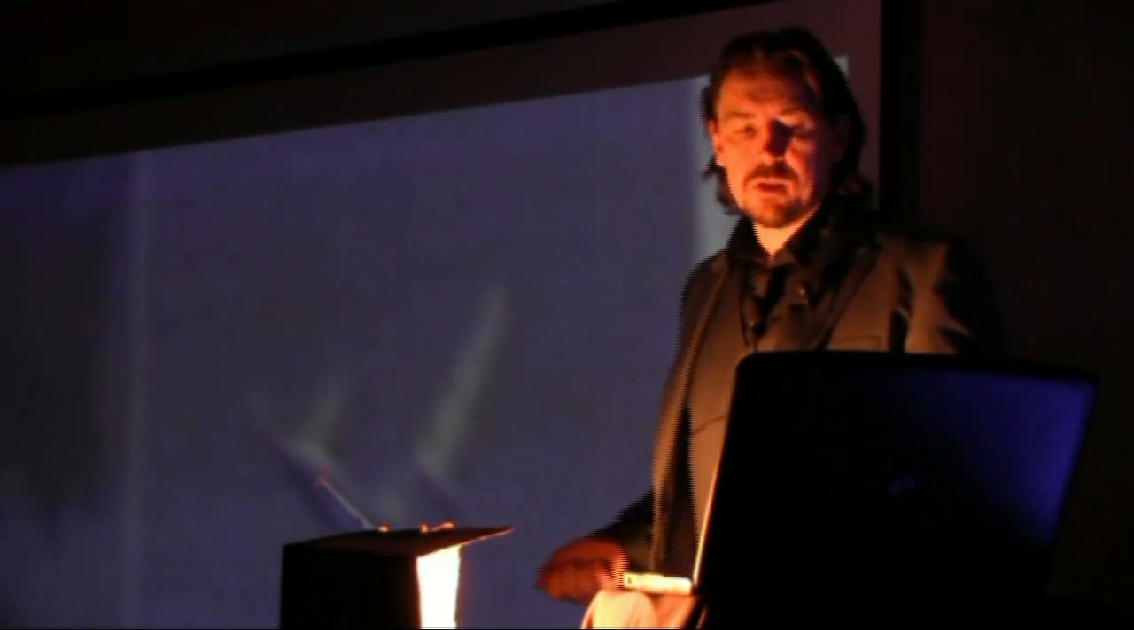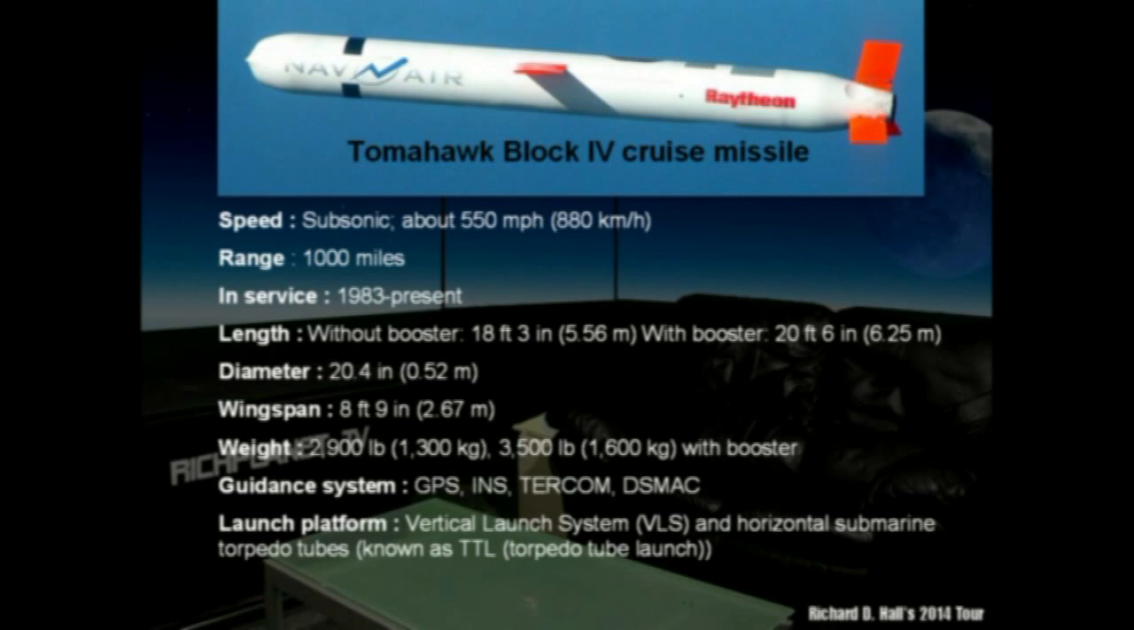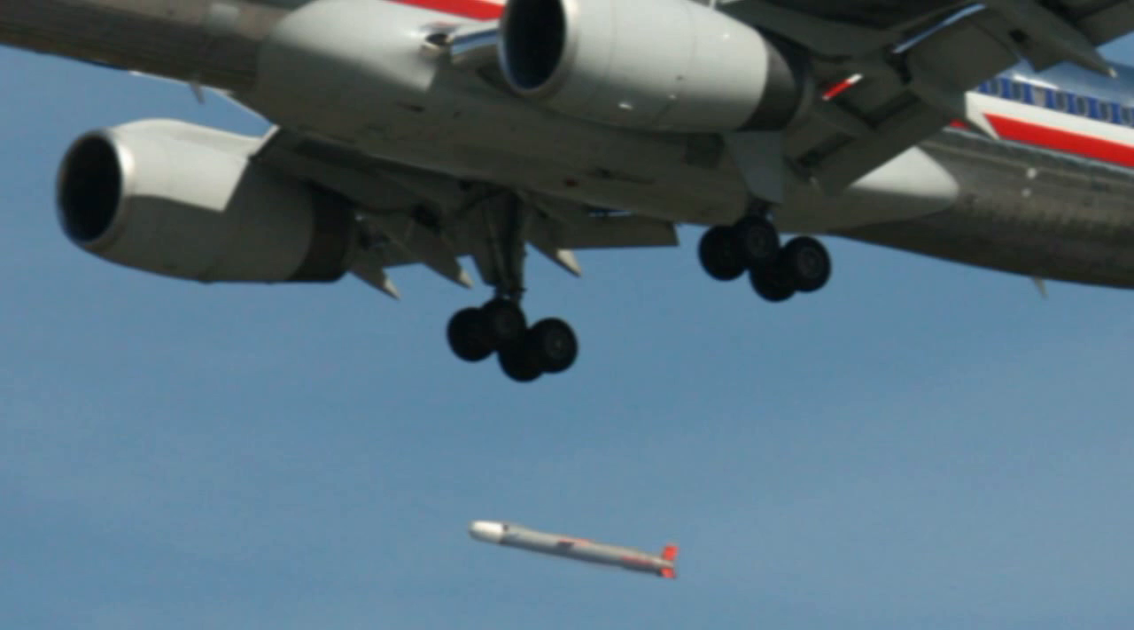And I've looked at all of the common missiles that were in use in 2001. There are quite a few that would match that speed. The most common one is a Tomahawk Block 4 cruise missile. Now, I'm not saying that this did the damage on the World Trade Center. What I'm saying is I've looked at all the evidence, and I think this is where I am at this point in time. This is the most likely thing that occurred. Now, this missile was in service from 1983 to the present. It has a range of 1,000 miles, and it can be launched from a submarine. GPS navigation. This is what it would look like next to a 767.